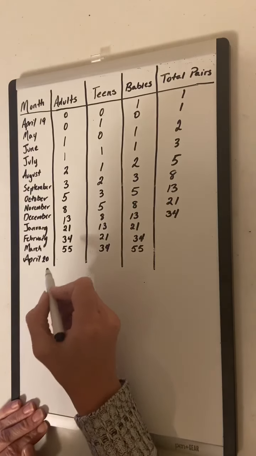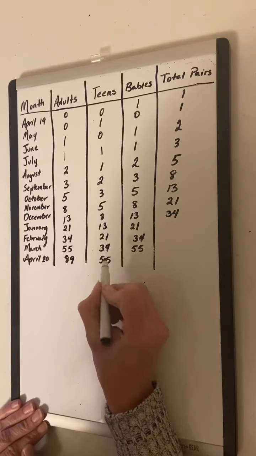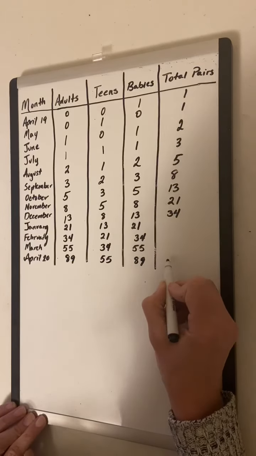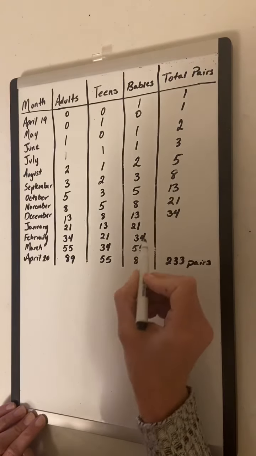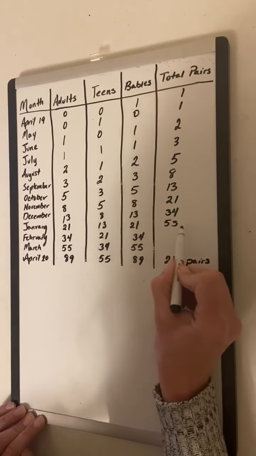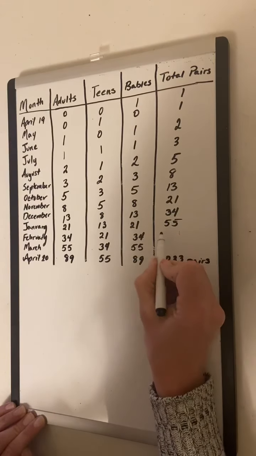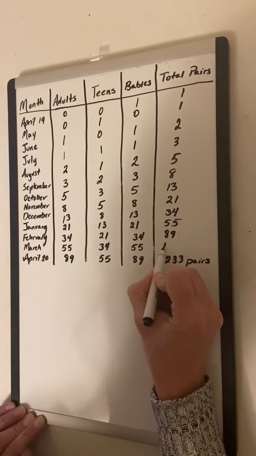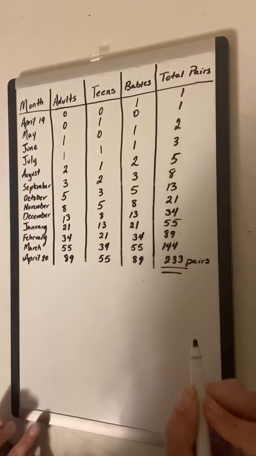And lastly, in March 2020, 89 adult bunnies, 55 teen pairs of bunnies, 89 pairs of babies, for a total of 233 pairs. I apologize, I forgot to write my totals in up here. In January, that would have given us a total of 55 pairs. And then in February, we would have had 89. And then in March, we would have had 144. So our answer is 233 pairs.